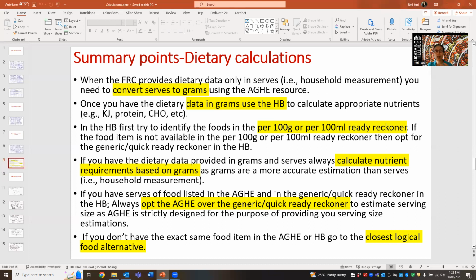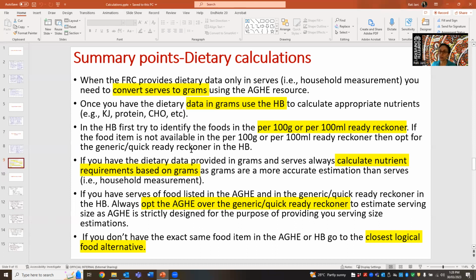All right. Now when it comes to a second example, if you have the same item which is listed in the generic quick ready reckoner in your handbook, and it is also listed in the per 100 gram or per 100 ml ready reckoner in your handbook, you will be taking the nutrient data from the per 100 gram or per 100 ml ready reckoner. And why are you doing this? Because this is a more accurate representation of the dietary data than a quick generic ready reckoner.